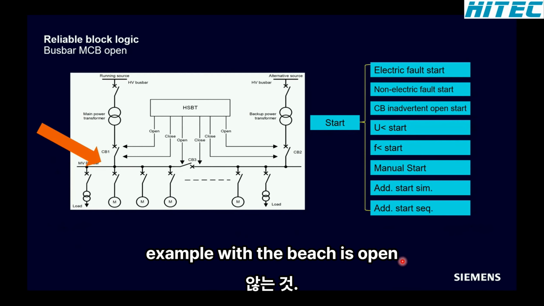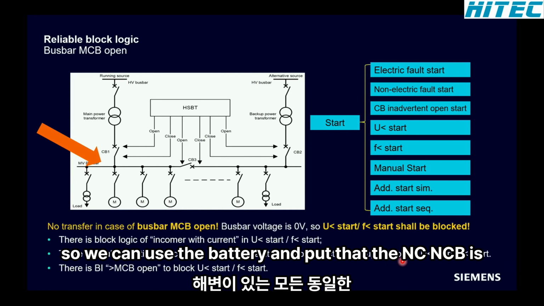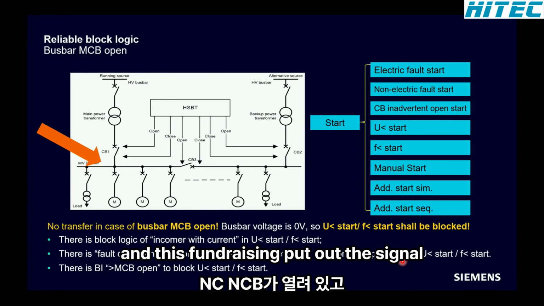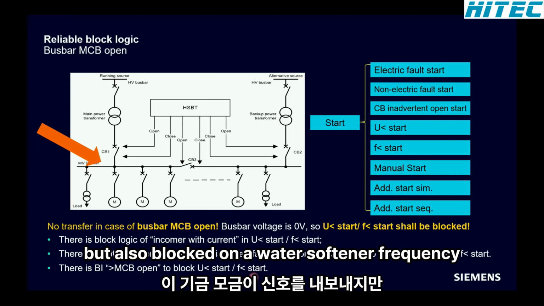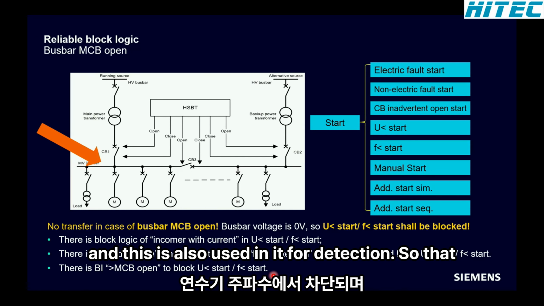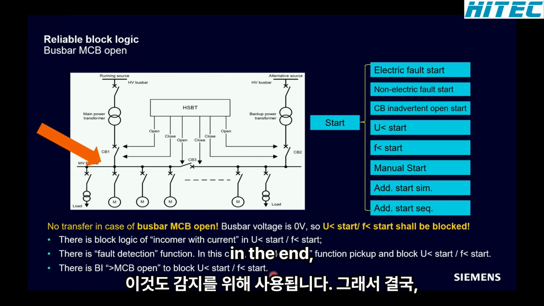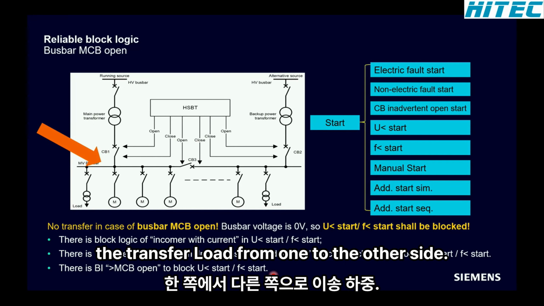Or the same example with the VT, the MCB is open. Therefore we can use the binary input that the MCB is open, and this binary input or signal will also block the under voltage or under frequency start. This is also used in the fault detection, so that in the end the HSBT function does not transfer the load from one side to the other.